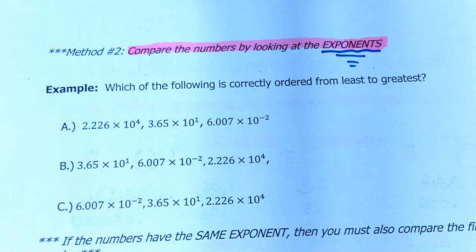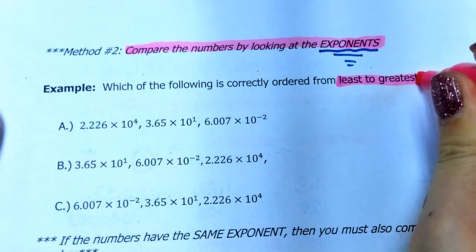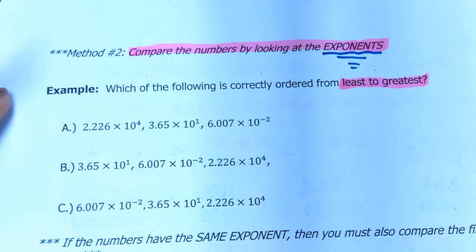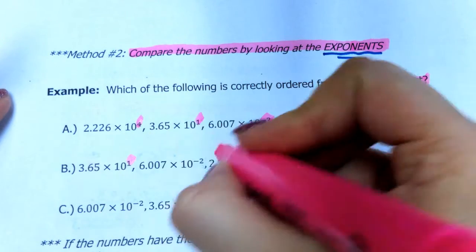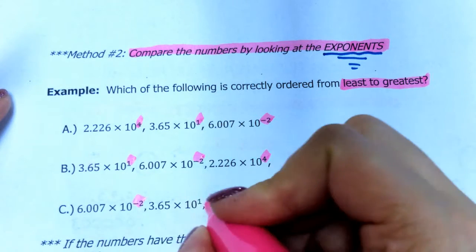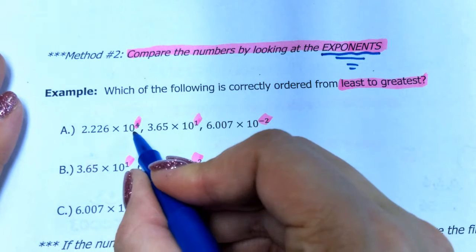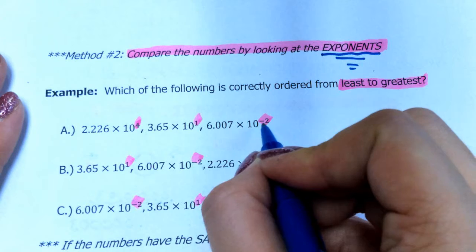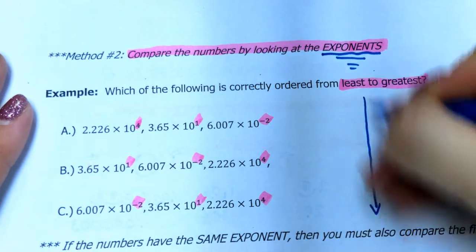So which of the following is ordered correctly from least to greatest? So least to greatest, I'm going small to big. So I want to look for my numbers small to big. So I'm going to highlight all my exponents here. There are all the exponents. So in this one, I have 4, 1, negative 2. I'm looking from small to big. So what I'm going to put here is just something to help.